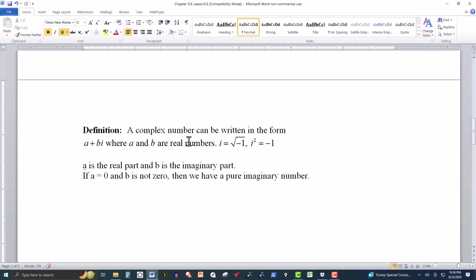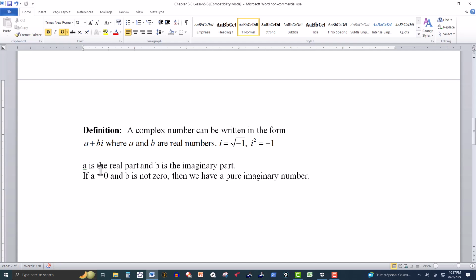A complex number can be written in the form a plus bi, where a and b are real numbers. i, which is called the imaginary unit, is equal to the square root of -1, and i squared equals -1. That's the only time you get a negative number when you square a number. Real number squared, you either get 0 or a positive number.